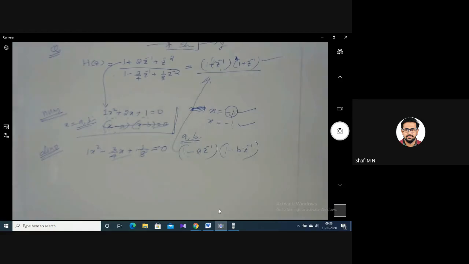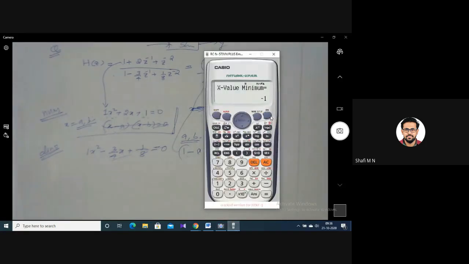So 1, minus 3 by 4, and 1 by 8, right? Let me do that. This is 1. The second value is minus 3 by 4. The third value is 1 divided by 8. If you are using this calculator application, you can type on the keyboard. So the answer is 0.125. Okay, 0.125. Sorry, that is not the solution.